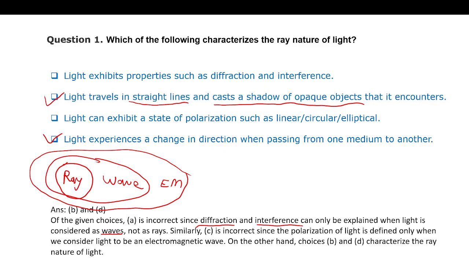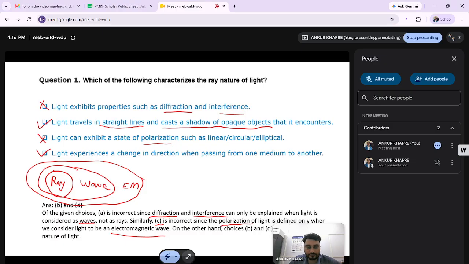So moving towards option C, why is it incorrect? It is because polarization requires the electromagnetic wave nature of light. So that's why polarization, diffraction and interference can't be explained with the ray nature of light. So it's a fundamental but very strong phenomenon, the ray nature of light.